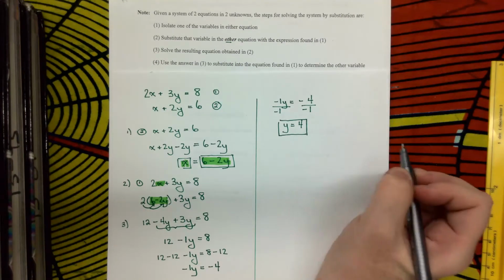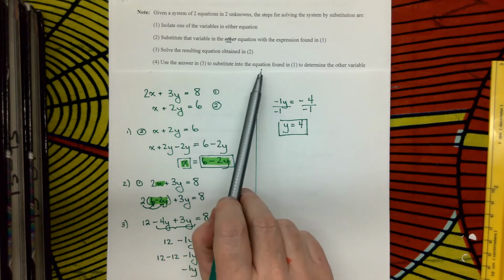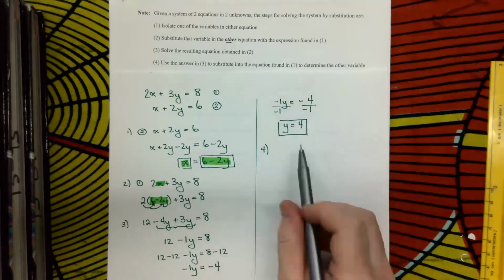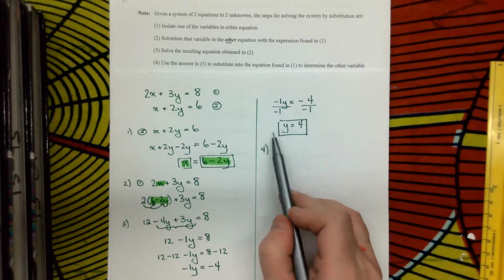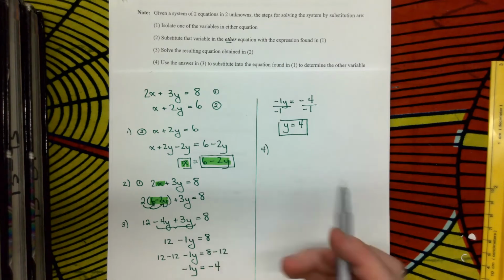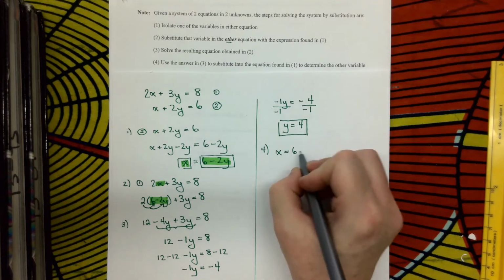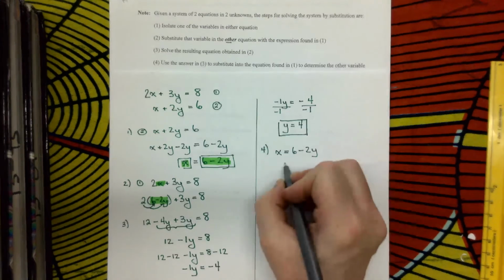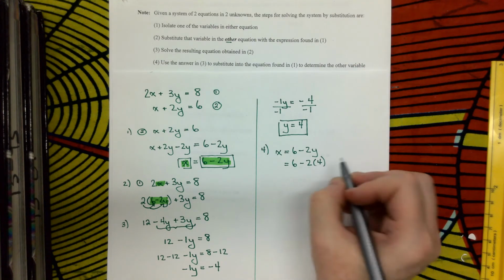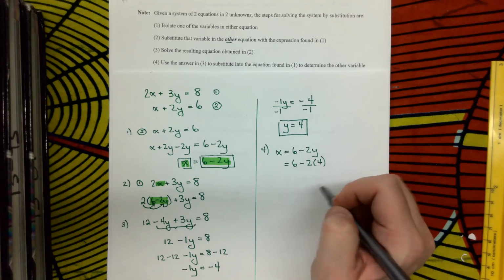So I'm halfway there. So now I'm going to go here, and it says use the answer in 3 to substitute into the equation found in 1 to determine the other variable. So all that's saying is use this answer, y equals 4, go back here, and where you see y, replace it with 4. So I'm going to rewrite this equation, x equals 6 minus 2y. So x is equal to 6 minus 2 times 4, right? So I've just put the 4 in for y, they're the same thing. So I've replaced y with 4.